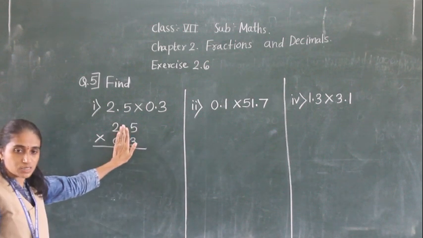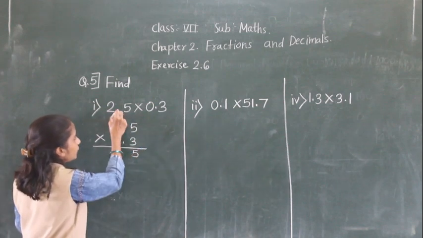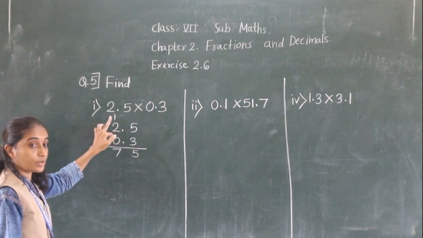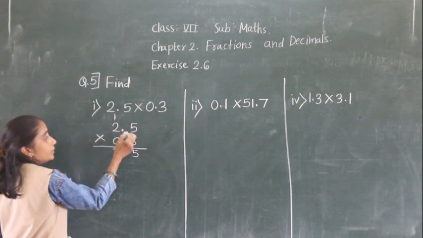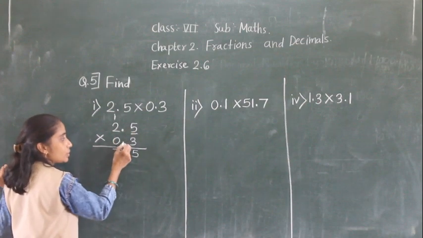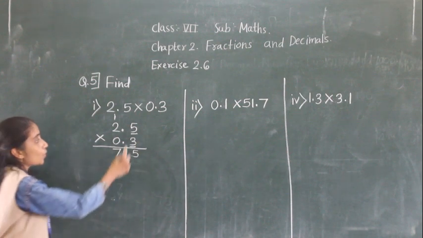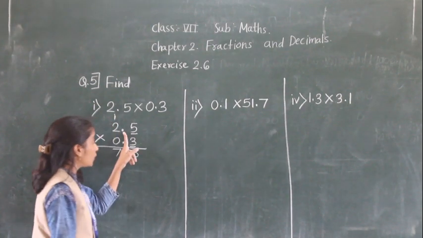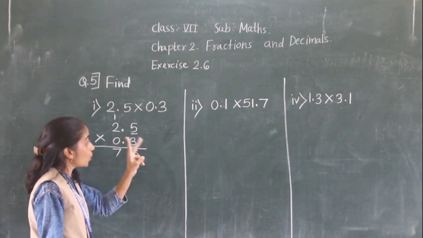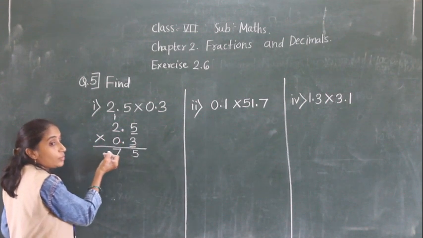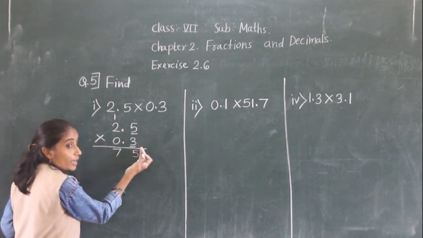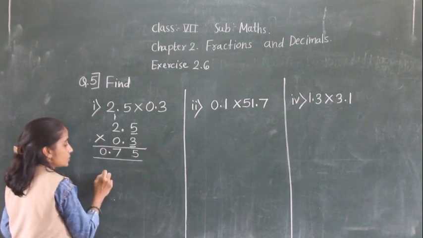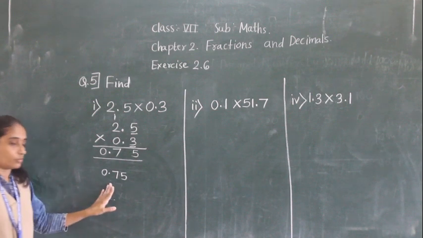Don't think about the decimal point. 3 5 7. From right towards left, see, 1, 2. And we have to give the decimal point here. So, what is our answer? 0.75.